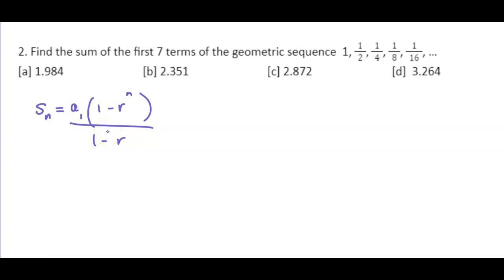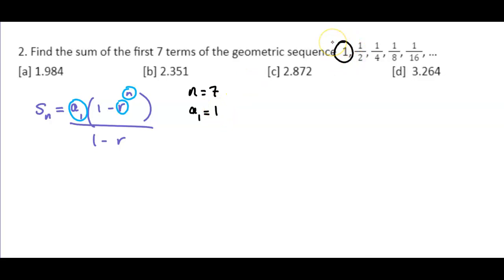So we've talked about this before. You need three things. You need the first term, you need the ratio, and you need n to figure out the sum. So in this one you want to find the sum of the first 7 terms of the sequence that's given. We know pretty much everything with this one. This is the easiest case. We know that n is 7 because we're finding the sum of the first 7 terms. We know that our first term is 1.